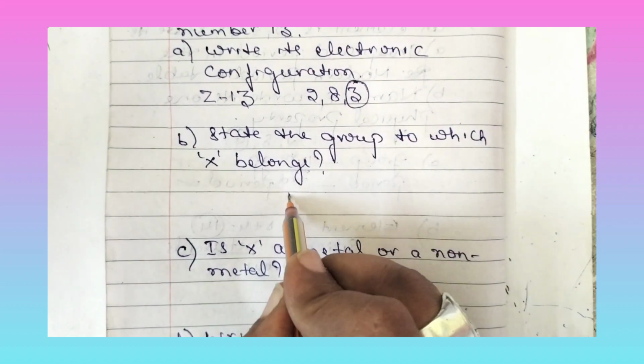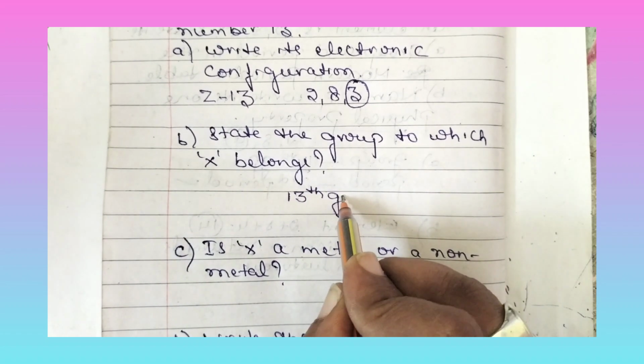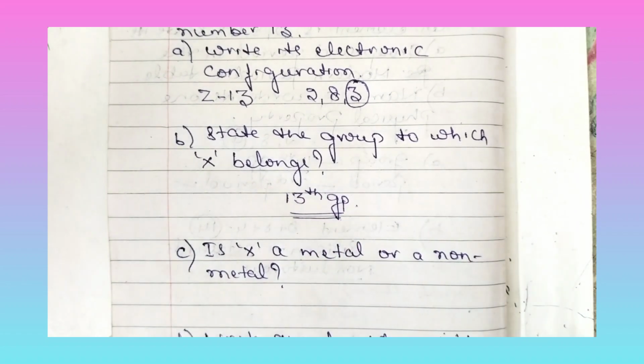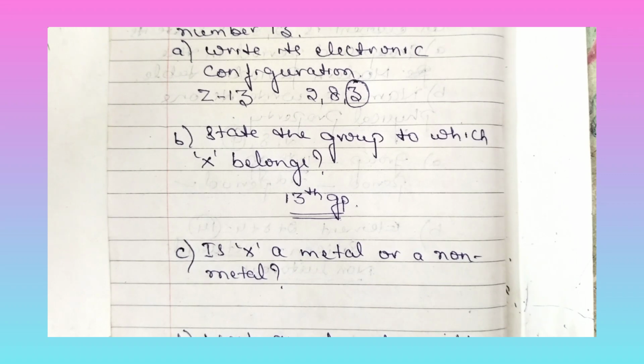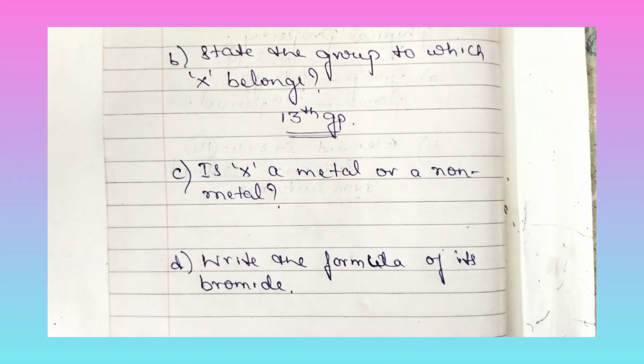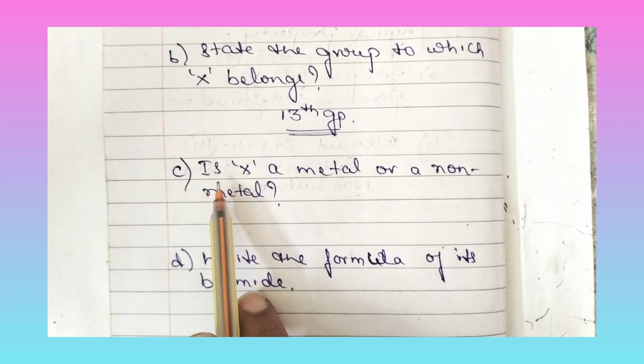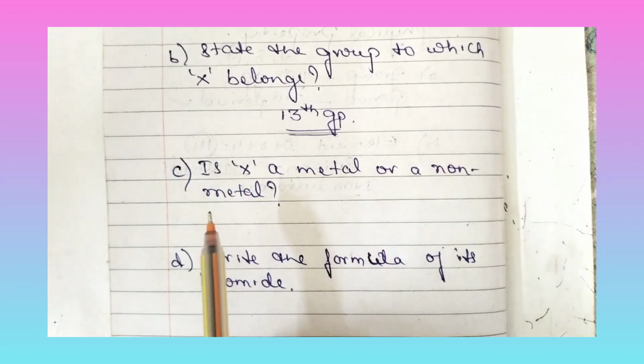Since the valency is 3, this element belongs to the 13th group. So what is the name of the group to which the given element belongs? Since the valency is 3, it belongs to the 13th group. Next, let us move to question C. In question C, they have given: is X a metal or a non-metal?